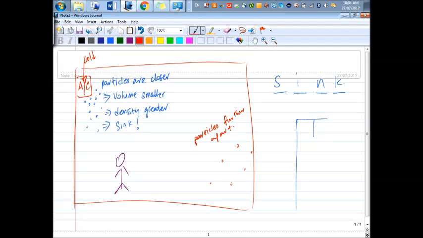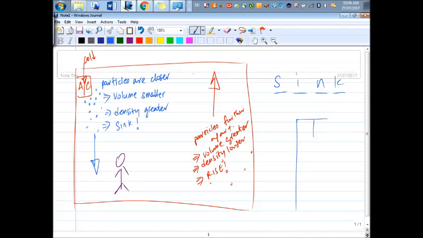Okay, why are they further apart? Do you know? They have a higher temperature, so in other words, they have more kinetic energy. So the spacing between them is greater. Okay, so they are further apart. What does that imply? Okay, volume is greater, meaning density lower. Then what will happen? Rise, yes. So the particles over here, they rise. Then the particles over here, they sink.